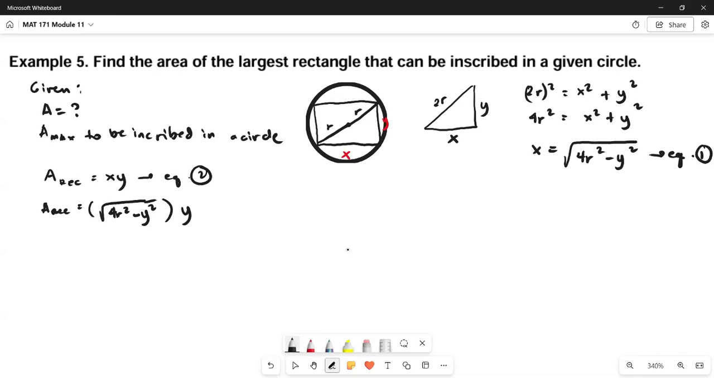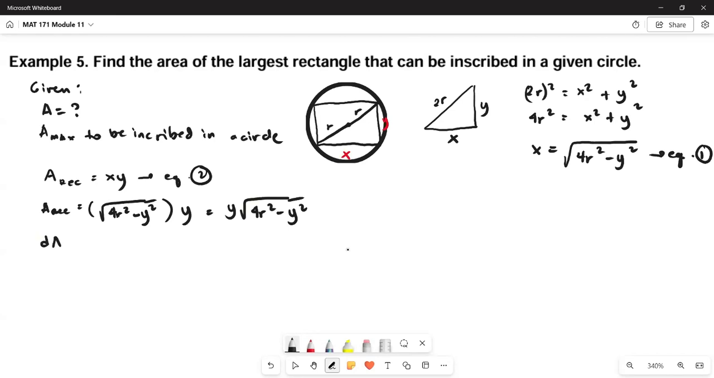Aside from that, meron na tayong y. Isa na lang yung variable natin. So simplify lang natin. I-rewrite lang natin na mas maayos. Yan ay y times square root of 4r squared minus y squared. So let's proceed to differentiation.